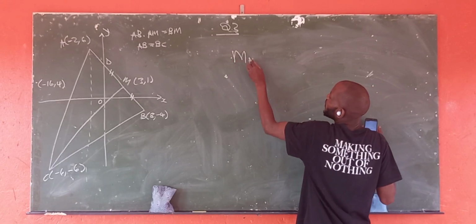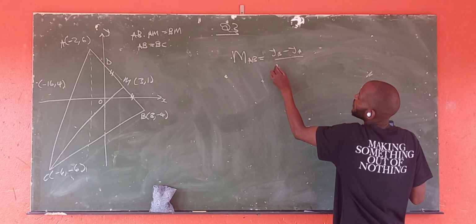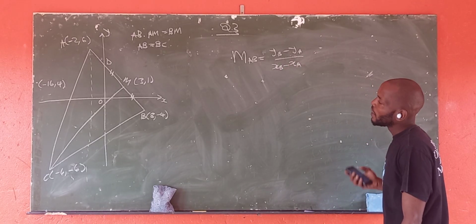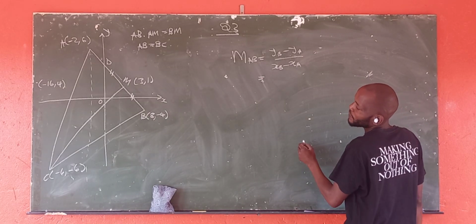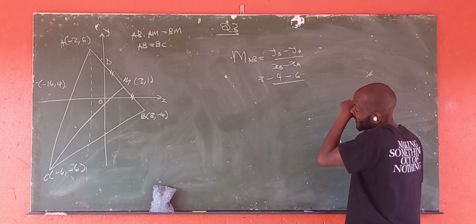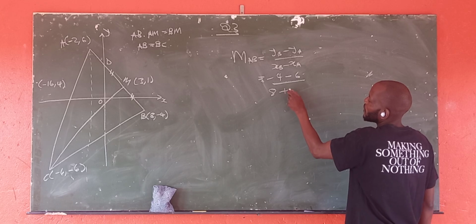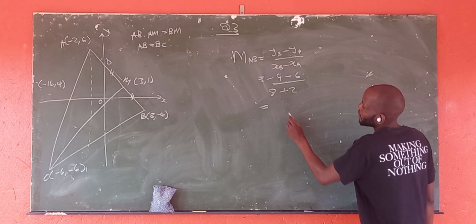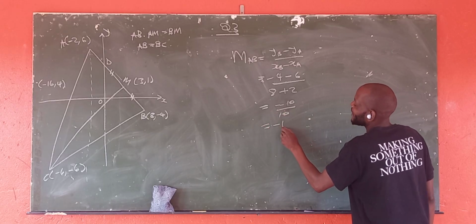So what is the gradient of AB? The gradient of AB would be y at B minus y at A over x at B minus x at A, right? What is y at B? Y at B is minus 4, minus y at A, which is 6. And then x at B is 8 minus x at A, which is negative 2. Negative is positive. And therefore we have minus 10 over 10, which is negative 1, right?